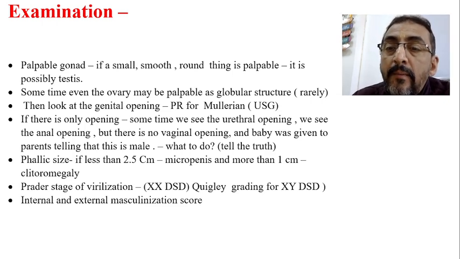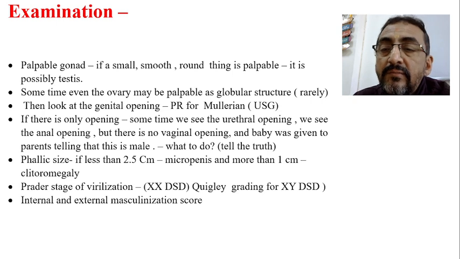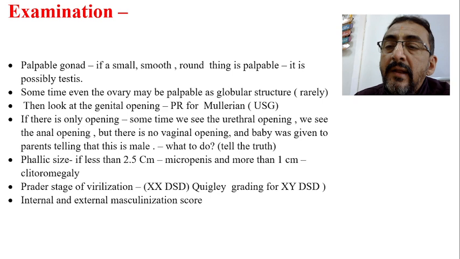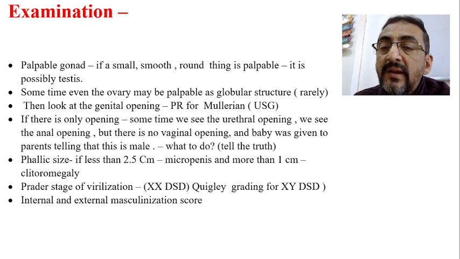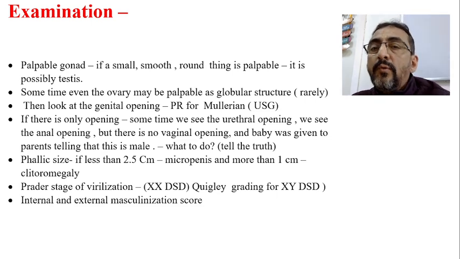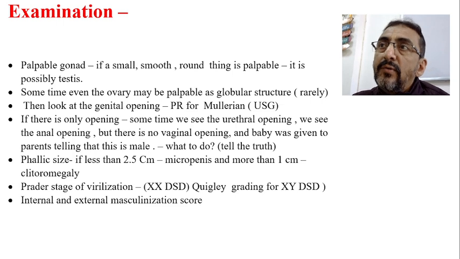Okay. So then the stage of virilization, there are so many other factors also. That is the internal and external masculinization score. According to that score, you have to calculate. Some other grading systems are there, like the Quigley grading system for XY DSD, for the males, and similarly the Prader stage of virilization for the XX DSD for the female. So you have to take help of all these grading systems to confirm the sex of the child.